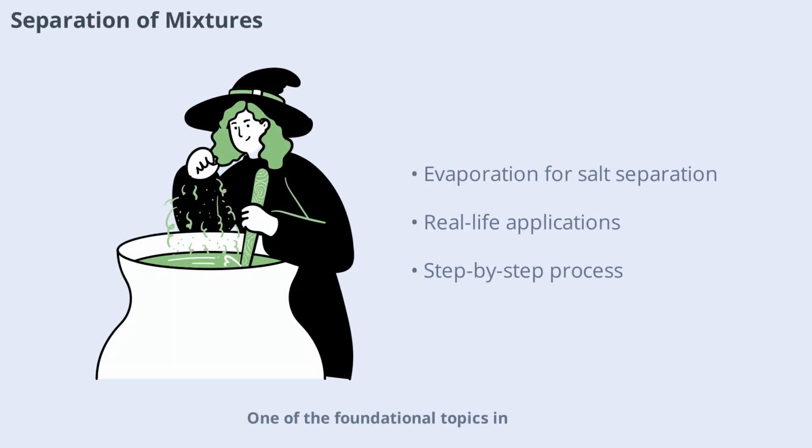One of the foundational topics in integrated science is the separation of mixtures. For example, if salt is dissolved in water, the best method to separate them is through evaporation. You simply heat the mixture until the water evaporates, leaving the salt behind. This principle is widely used in daily life, such as in salt production from seawater. Understanding the steps and reasoning behind each separation method is crucial, as questions often test both your knowledge and your ability to apply it in real-life scenarios. Mastering this topic will help you tackle a variety of practical and theoretical questions in your exams.